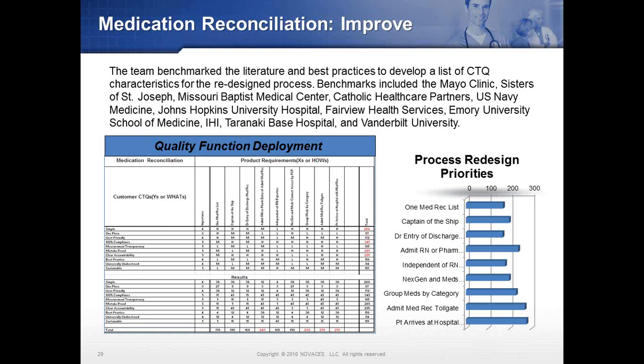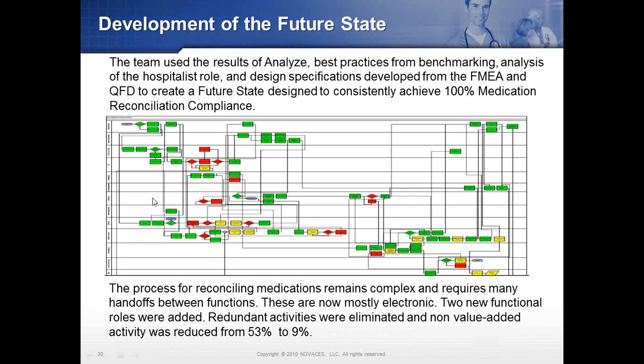Here's the future state. Now you'll notice there are still some red things in here. A future state is what you think you can achieve in about a 6-month period. We knew there were some things that would take longer than 6 months to fix. But if we implemented the action plan that the team drew up based on our analysis, this is what we felt we could achieve within a 6-month period. So there would be 2 functional roles added.